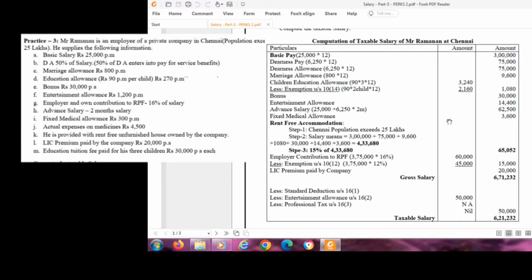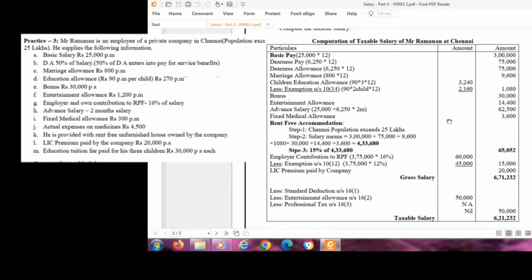Next, education allowance 90 per month per child, rupees 270 per month. That means this employee has three children. That's what 90 per month, he received 270. But while claiming exemption under section 10(14) for children education allowance, we have to apply exemption only for two children only. So actual allowance, children education allowance was 3,240, less exemption under section 10(14), 90 into 2 children into 12, 2,160, balance was taxable. Next, bonus rupees 30,000, fully taxable. Next, entertainment allowance 1,200 per month, also fully taxable.